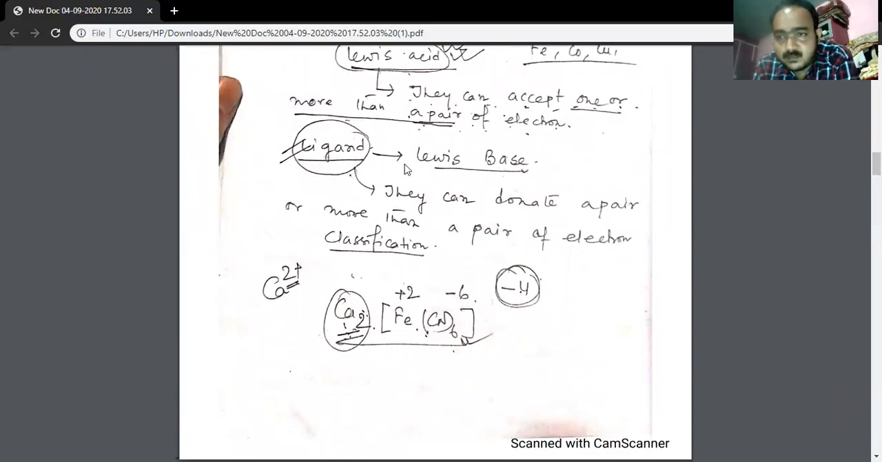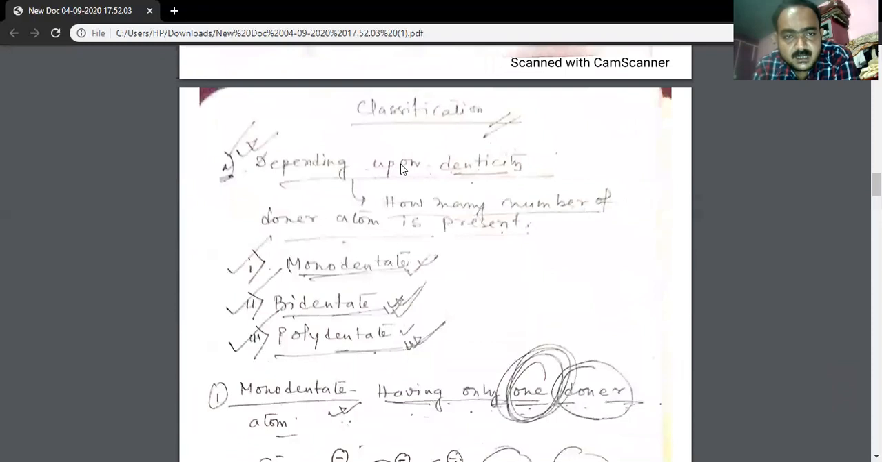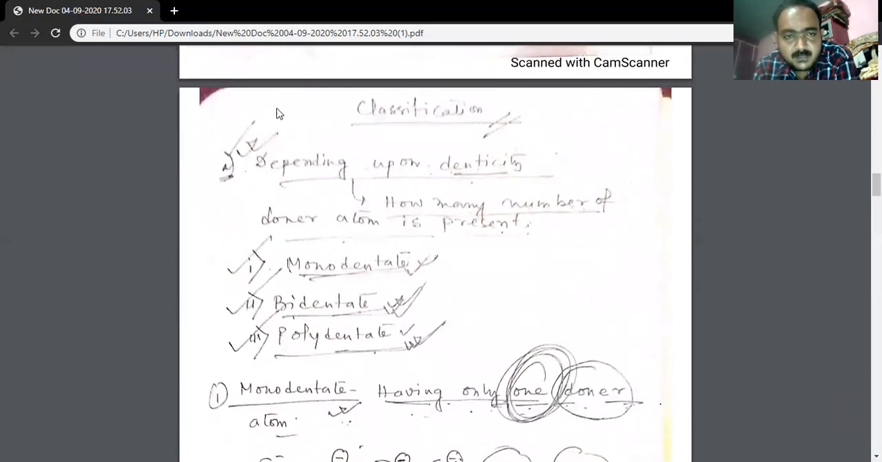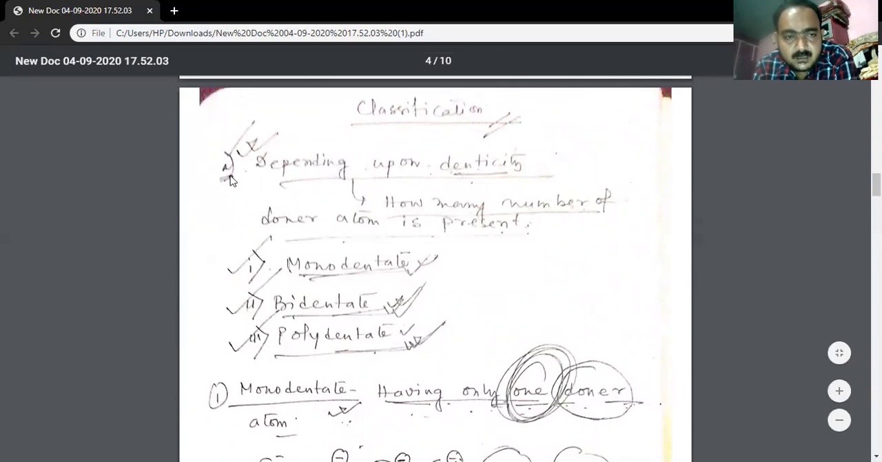The most important part of ligands is the classification of the ligands. A very important classification is present here. Now, classification can be done in various ways. So depending upon the denticity, the classification is done. Denticity means, you can see by the definition, how many donor atoms are present in the ligand. Now it is very easy.